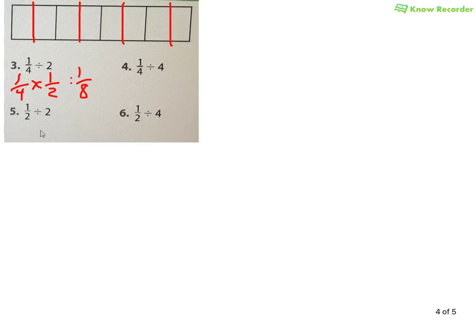Now that I have the whole, I can say I have 1, 2, 3, 4, 5, 6, 7, 8 in a whole, and I only took 1 of them. So out of the quarter, I took 1 out of the 2. But that quarter is part of a whole. And you always want to look at things in relation to how they represent themselves in comparison to the whole.